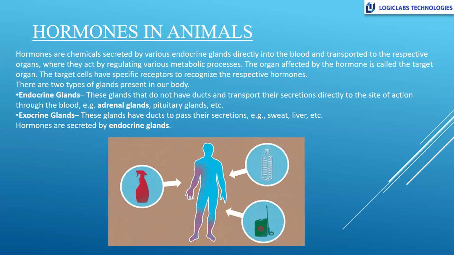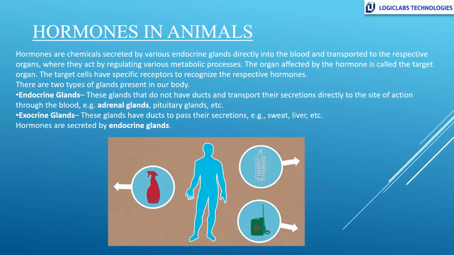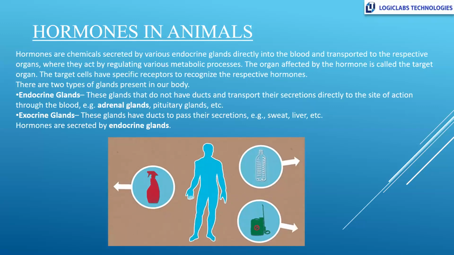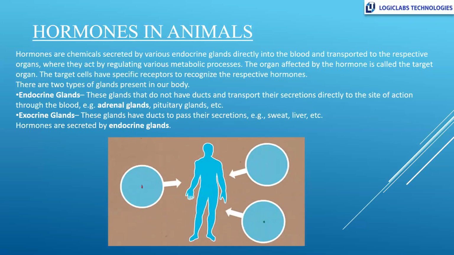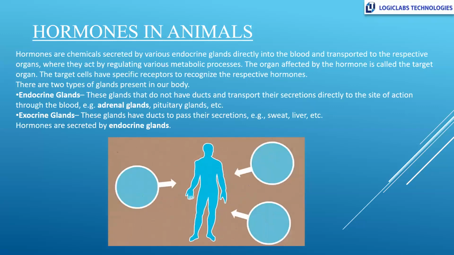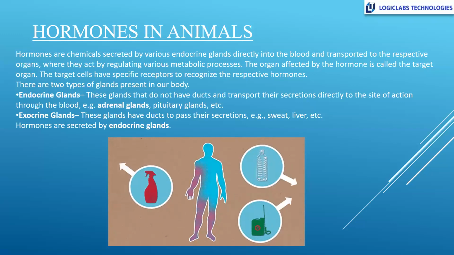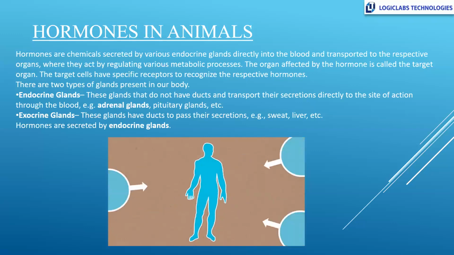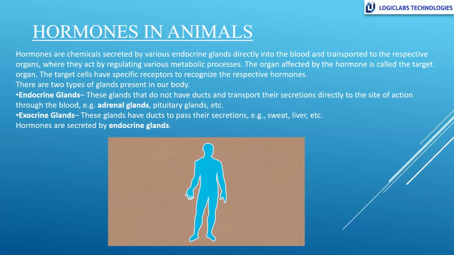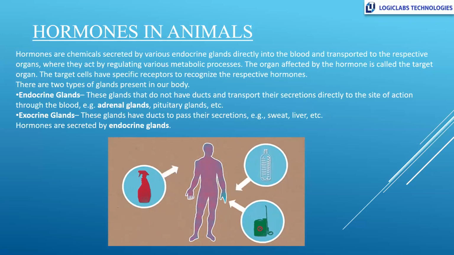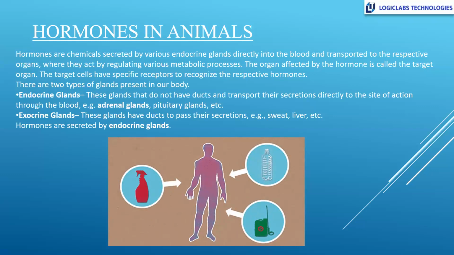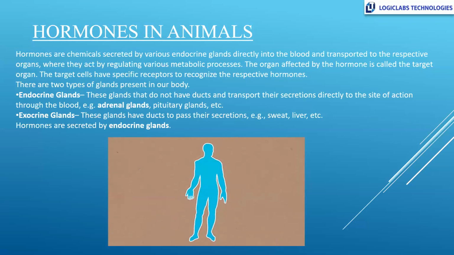We have different processes like respiration, the digestion process, and the excretion process which take place in our body. The nervous system, the brain, and the heart are called organs. The hormones are transported to the respective organs, and the metabolic processes start to take place.